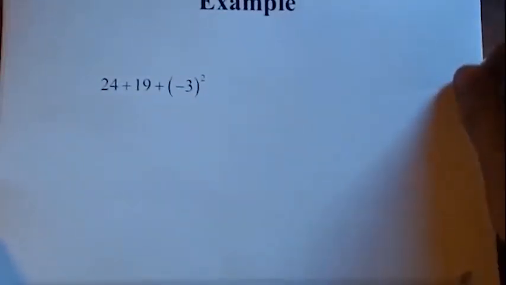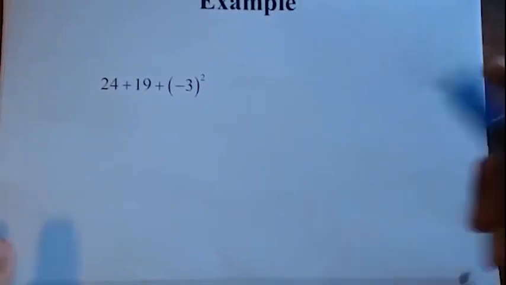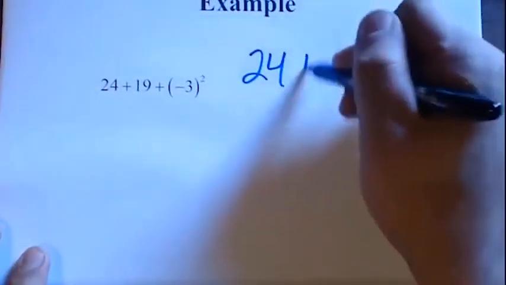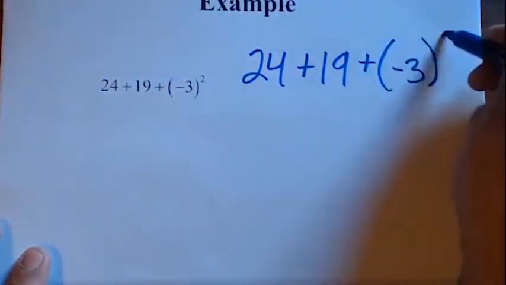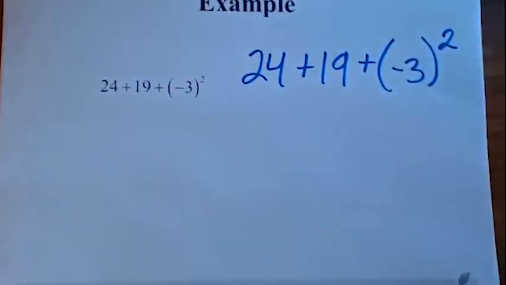Go ahead and try this one. 24 plus 19 plus negative 3 squared. And pay attention to where those parentheses are and what that means when you're squaring.